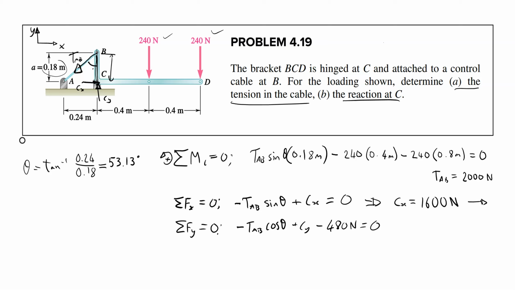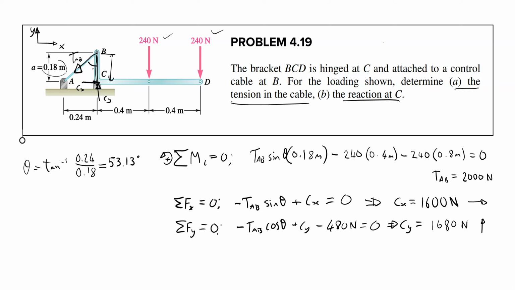So again, we can go ahead and solve this. CY is the only unknown, so we should be able to solve for that without too much trouble. And we're going to get a value for CY of 1680 newtons. We get a positive value for that, which also tells us that the direction is in the positive Y direction, which is straight up.